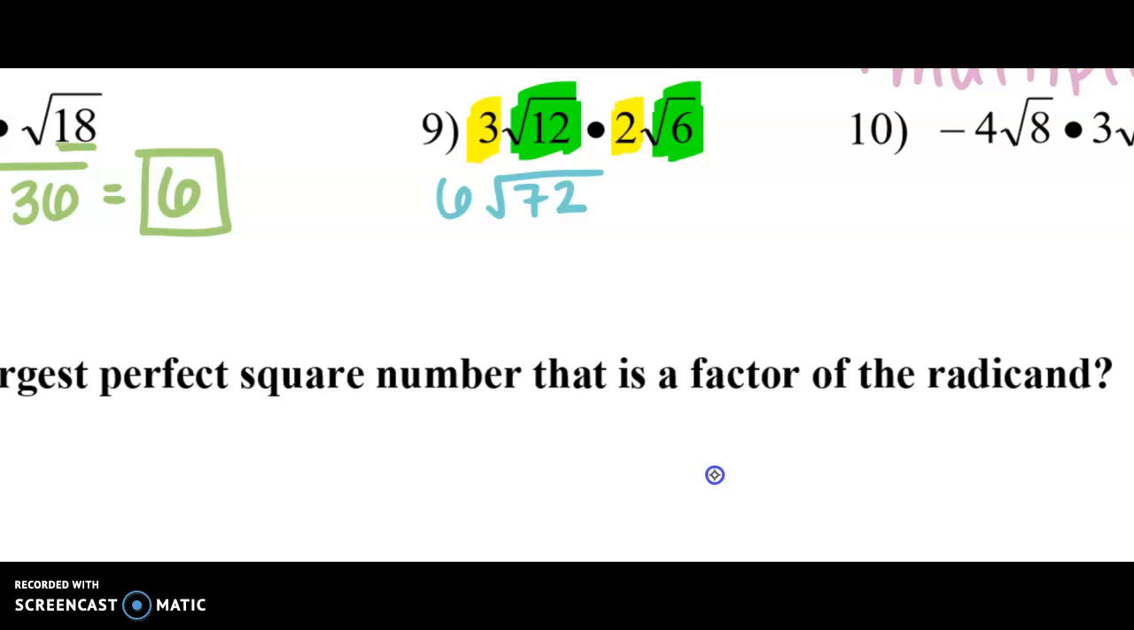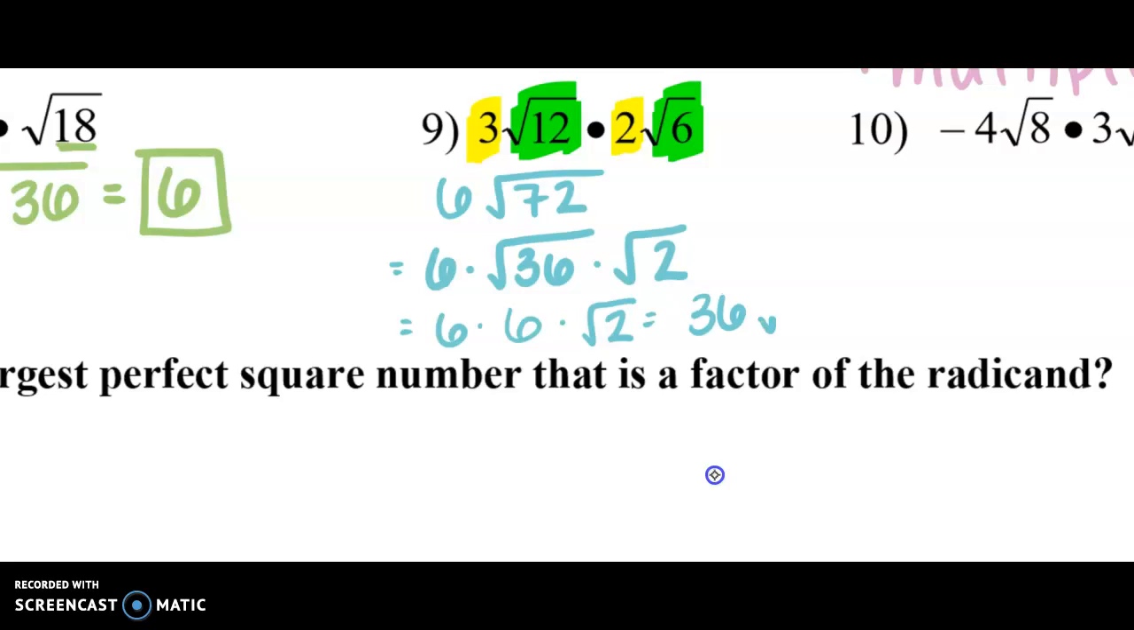So then you have to start going through and thinking about what is the largest perfect square that goes into 72. And you would end up with 36 and 2. So 6 times the square root of 36 times the square root of 2. That would give me 6 times the square root of 36 is 6 times root 2. 6 times 6 is 36. So 36 root 2 would be my answer. Okay.